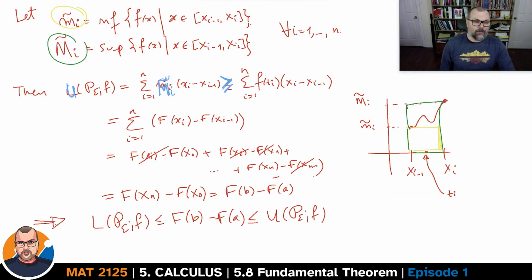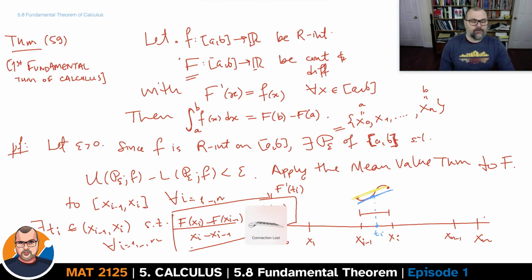And you can see how we build the proof using a succession of other results from this chapter. In particular, the mean value theorem is a fundamental building block of the proof of the first fundamental theorem of calculus, as well as the definition of what it means for a function to be differentiable, continuous, Riemann integrable, and the Riemann criterion.